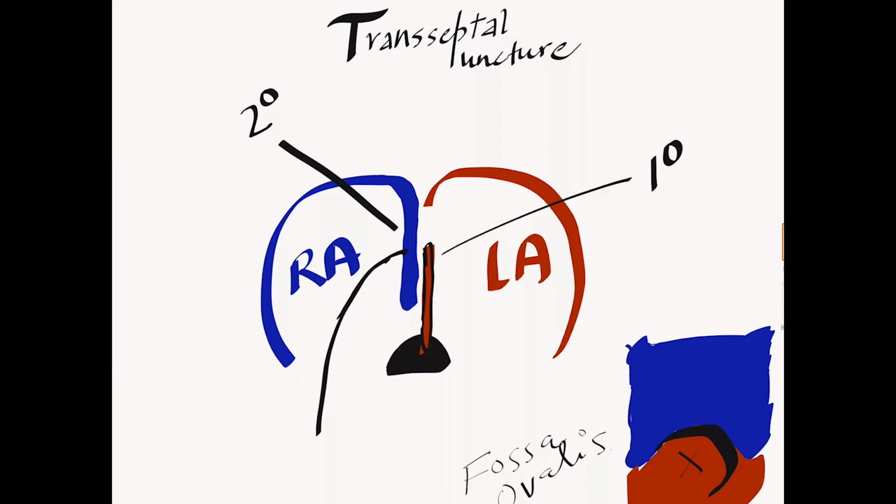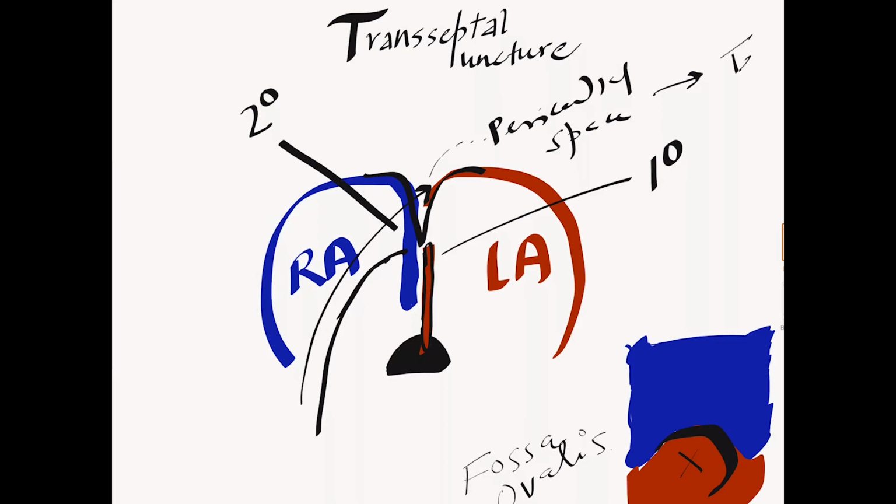Now since these septums are made up of nothing but reflection of the pericardium, you understand puncturing anywhere other than in the area of fossa ovalis might take you to the pericardial space, leading to effusion and tamponade. So that's the reason we want to puncture here in the fossa ovalis area.